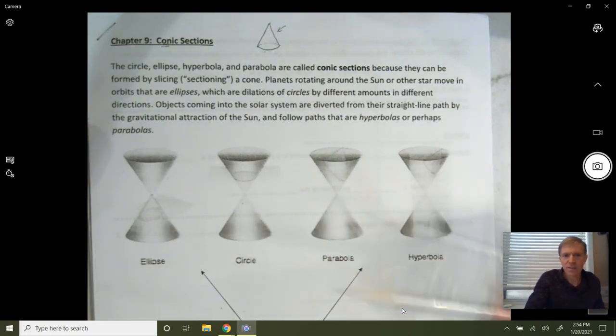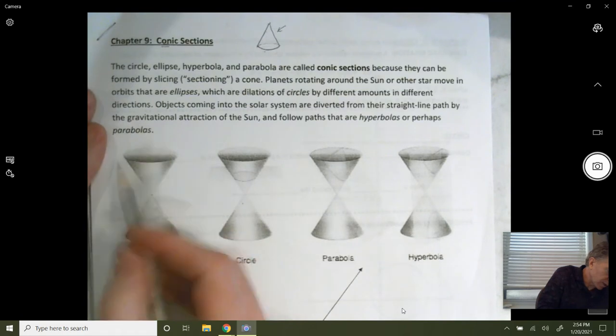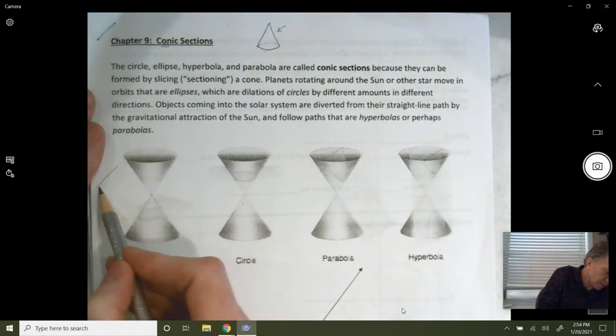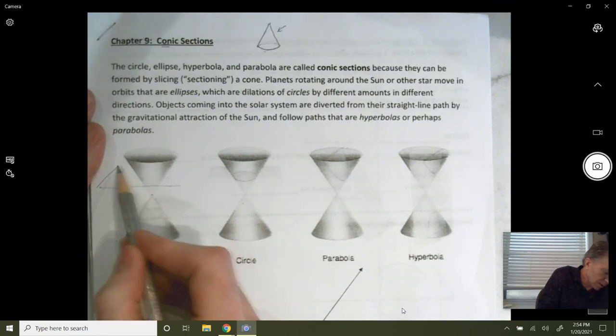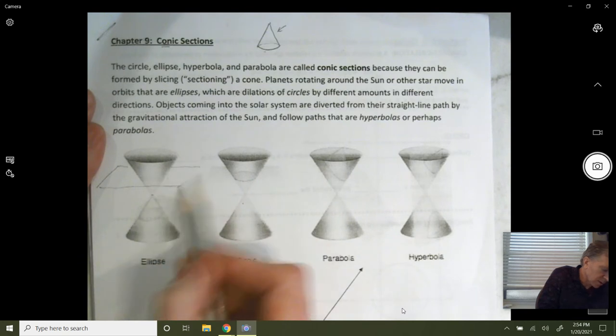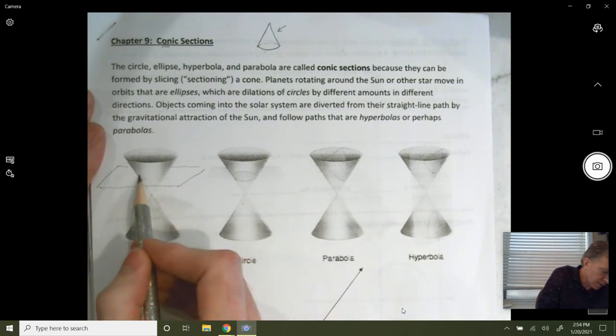And if you were to take a section of a cone, and what I mean by a section is a cross section, so you take a plane and slice the cone, what happens is you can get different conic sections. Okay, so if I were to take a plane and slice this basically horizontally, this cone and this plane would intersect at a circle.